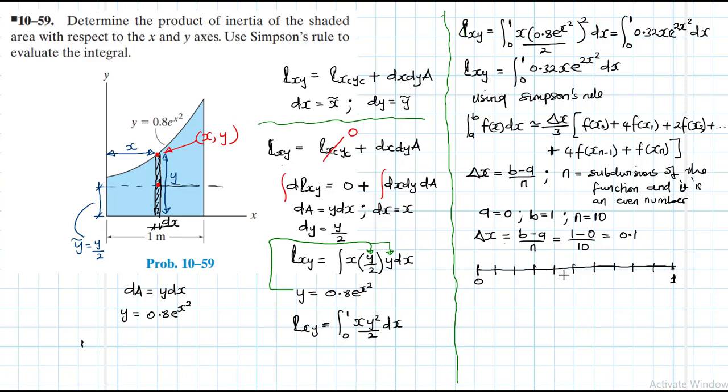1, 2, 3, 4, 5, 6, 7, 8, 9, 10. So these are the subdivisions we are talking about. These ones are the subdivisions which are delta x. Okay, so this point becomes 0.1. This is 0.2. This is 0.3. This is 0.4. And this is 0.5. This is 0.6. This is 0.7. This is 0.8. And this is 0.9.